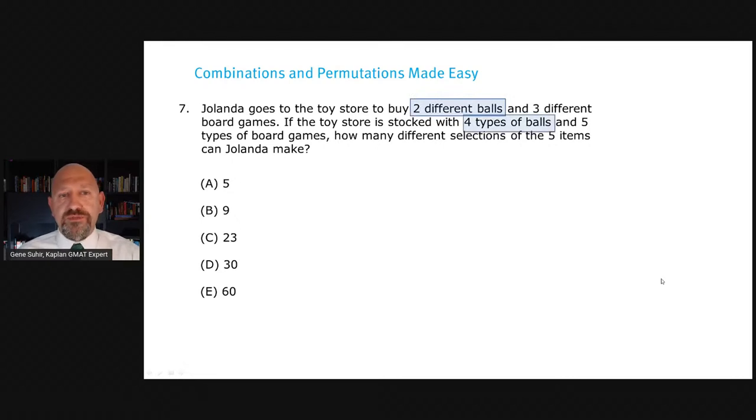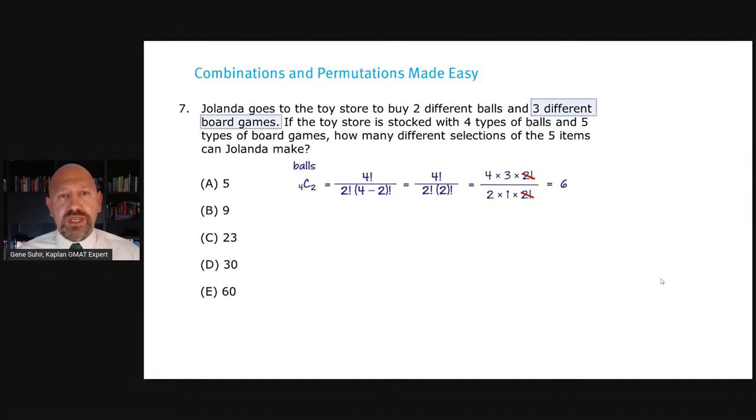There are two balls out of the four. If she has ball A and B versus B and A, same set of balls, same selection. Jolanda's not arranging them. So it'd be a combination where our N is 4 and our K is 2, 4 factorial over 2 factorial times 4 minus 2, or 2 factorial. The longest string of numbers that will appear on the top and on the bottom will be 2 factorial. We can do a little preemptive canceling out and just have 4 times 3 is 12 over 2, that's 6 outcomes for balls.